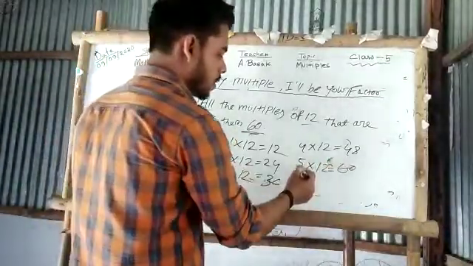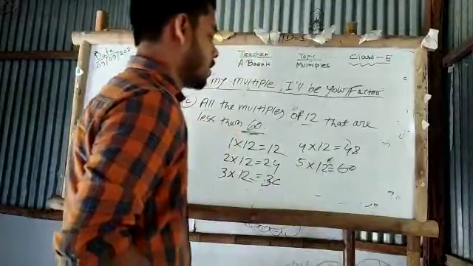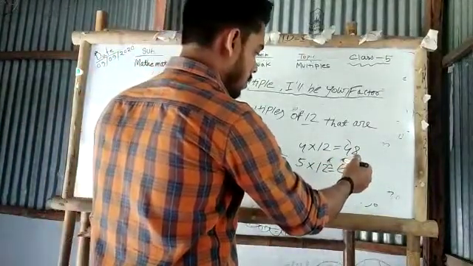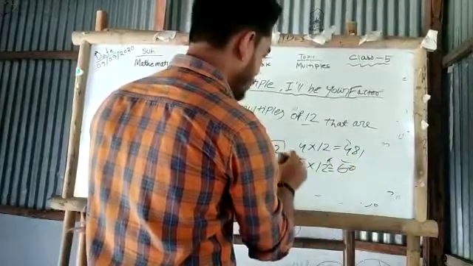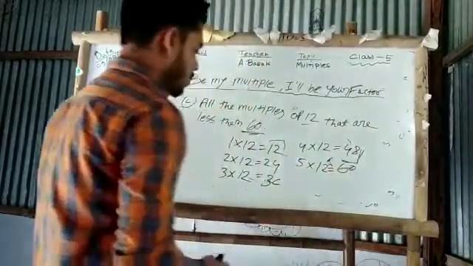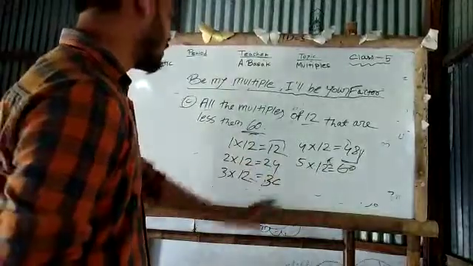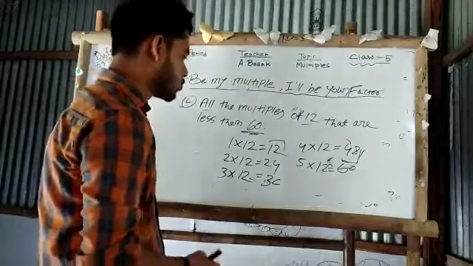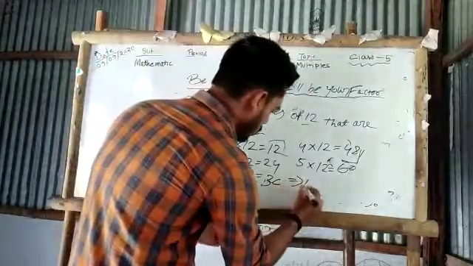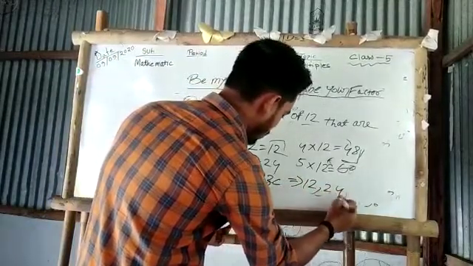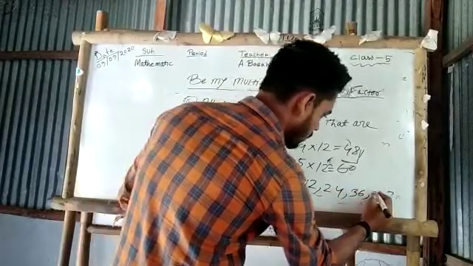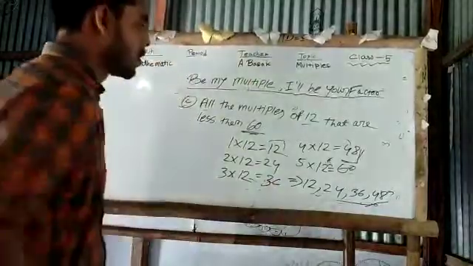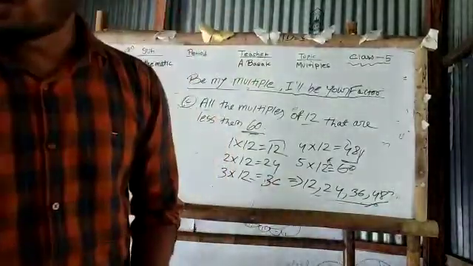So you can see, when we multiply 12 with 5, we get 60. So we just need to write from 12 to 48. Okay, because these numbers are less than 60 and these numbers are multiple of 12. Okay, so the answer for this question is 12, 24, 36 and the last one is 48. These are the answer of question number C. So last you have a homework.